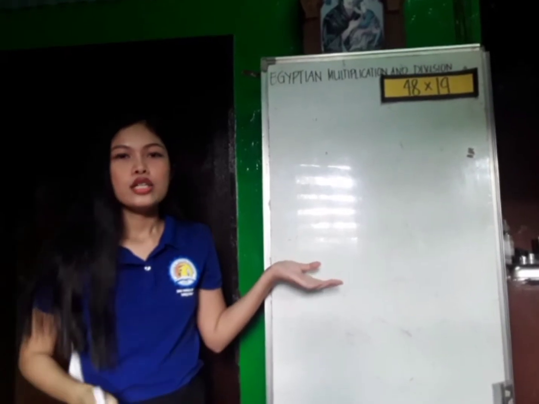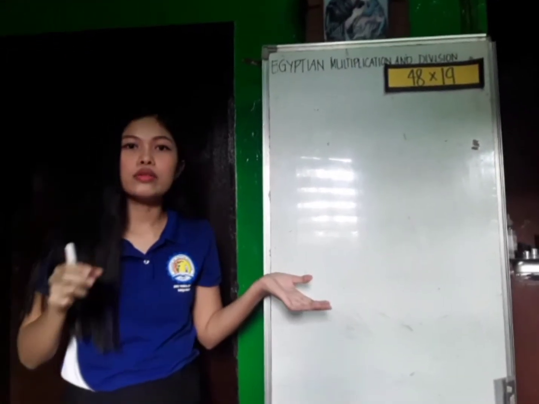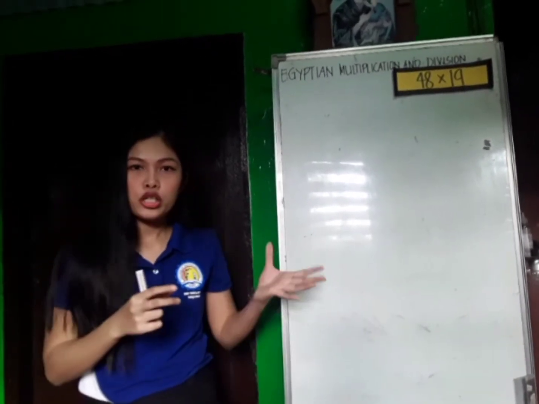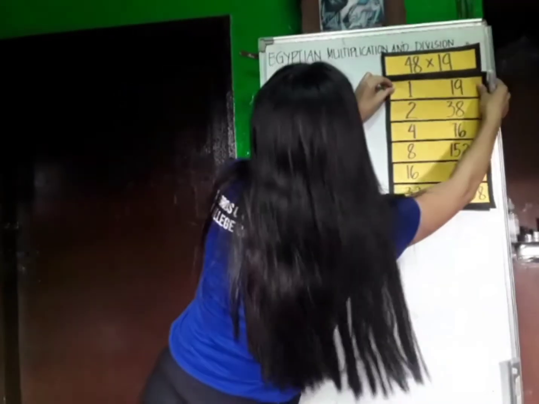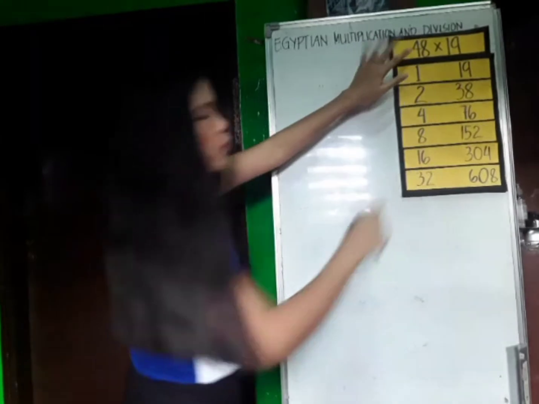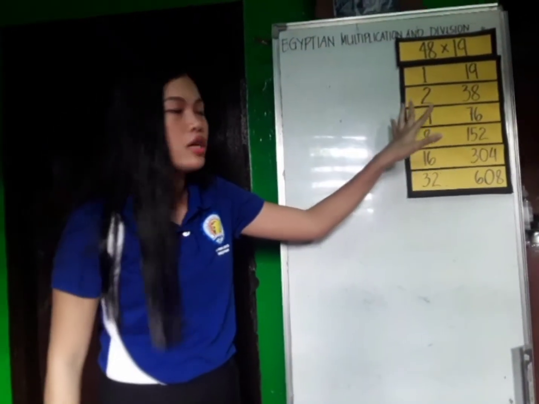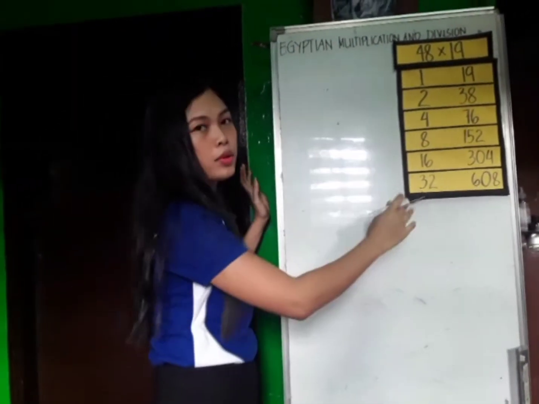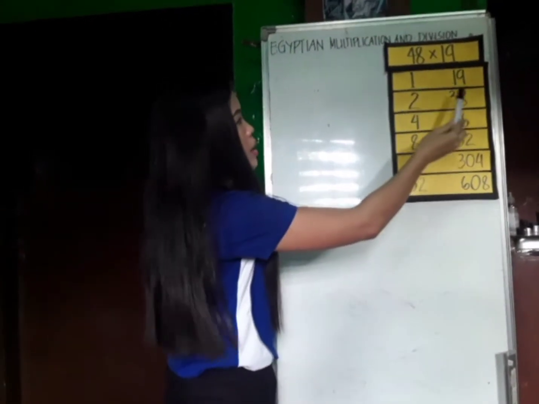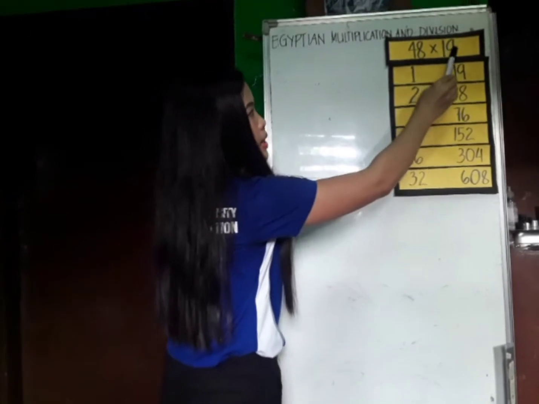In Egyptian multiplication, they double the numbers and add the doubled numbers in order to achieve the answer to the problem. So how do they do that? We have here the process. So 48 times 19. In the first column, we're going to put 1, then the equivalent for that is 19 because we're talking about 48 times 19.